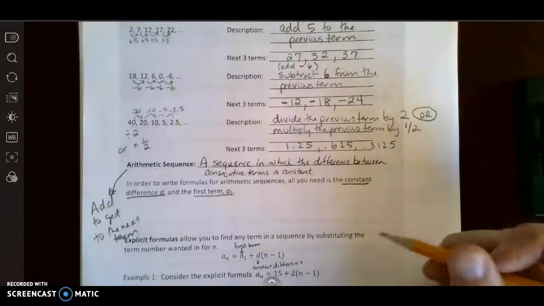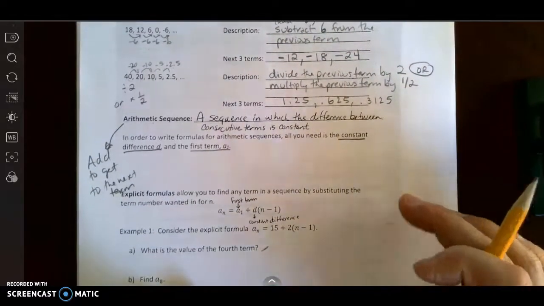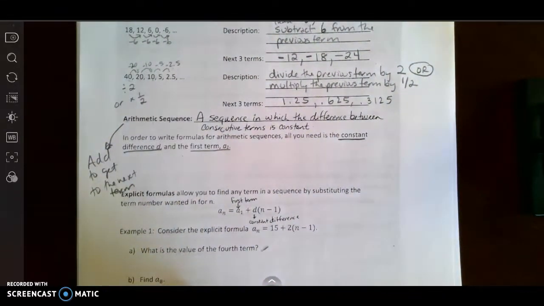So we come down here and we look at explicit formulas. Explicit formulas allow you to find any term in a sequence by substituting the term number wanted in for n. So a sub n means the nth term. It could be the 5th term, the 7th term, the 8th term. It is always the first term plus the constant difference times n minus 1.